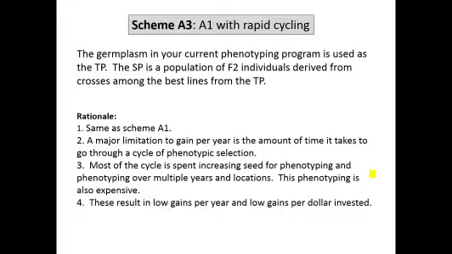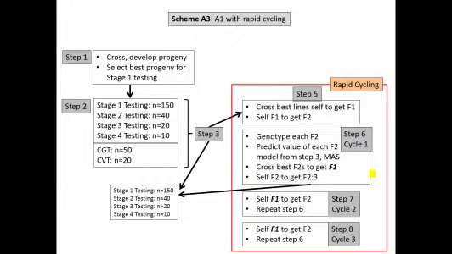The rationale is really about the same as in Scheme A1, but the major limitation to plant breeding, the limitation on your gain per year, is the amount of time it takes to go through a cycle of phenotypic selection. Most of the cycle of phenotypic selection is actually spent increasing seed for phenotyping and then phenotyping in multiple years and locations. And this phenotyping is also expensive. This results in low gains per year and low gains per dollar spent. So Scheme A3 is meant to try to address those.